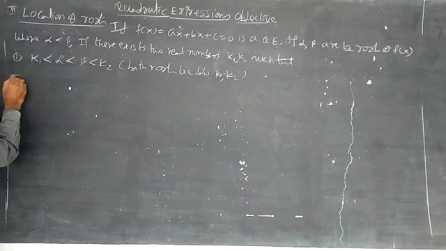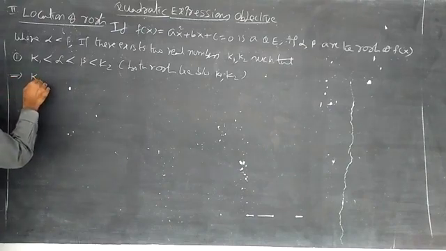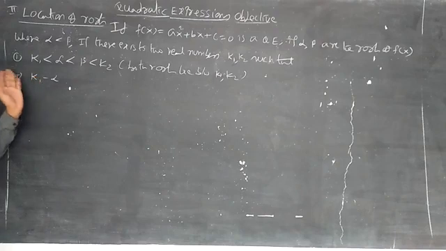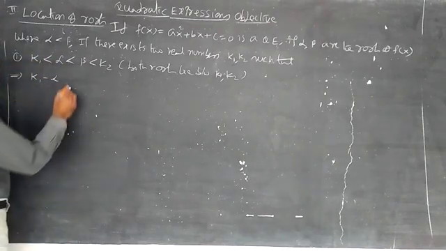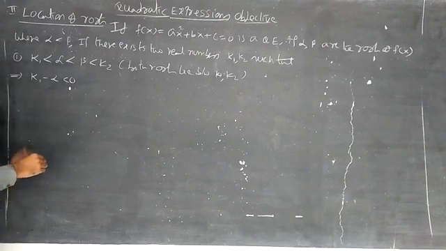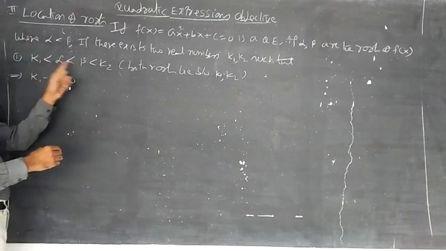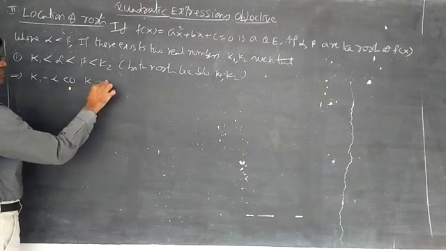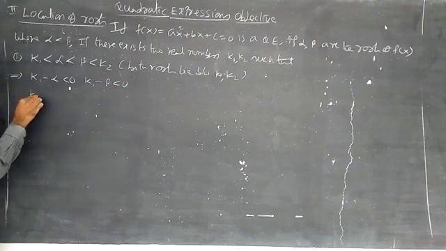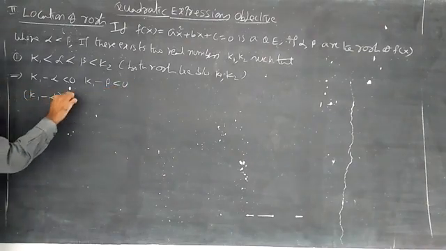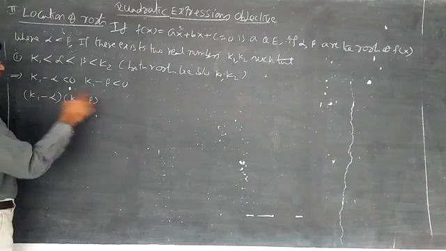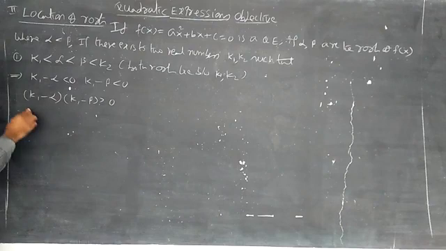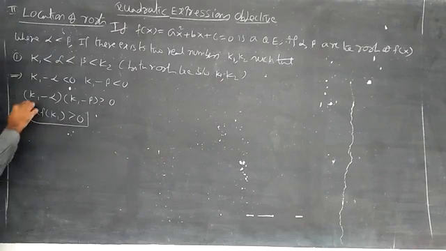Now we need to discuss k1 separately and k2 separately for the two roots. k1 minus alpha is less than 0, and k1 is less than beta, so k1 minus beta is less than 0. Minus into minus becomes positive, so you can write a into f of k1 greater than 0. This is the first condition.